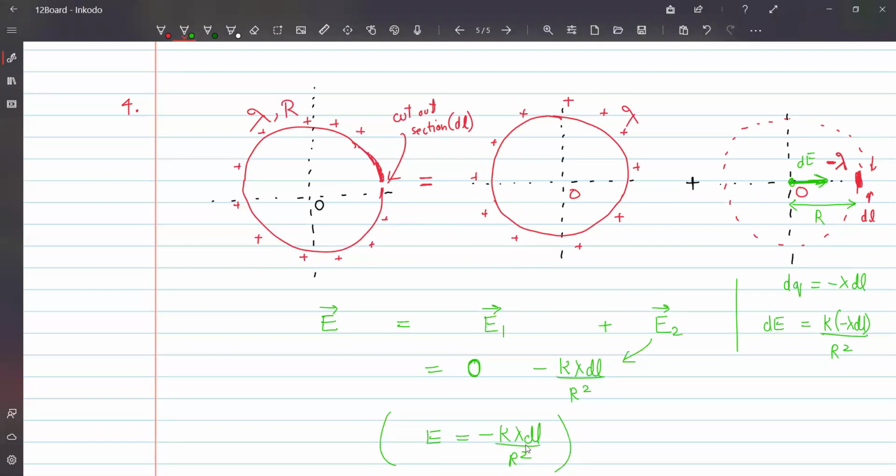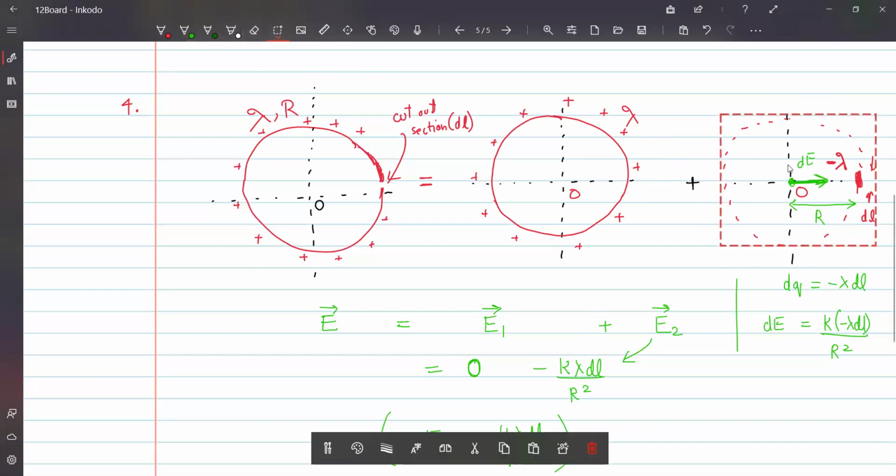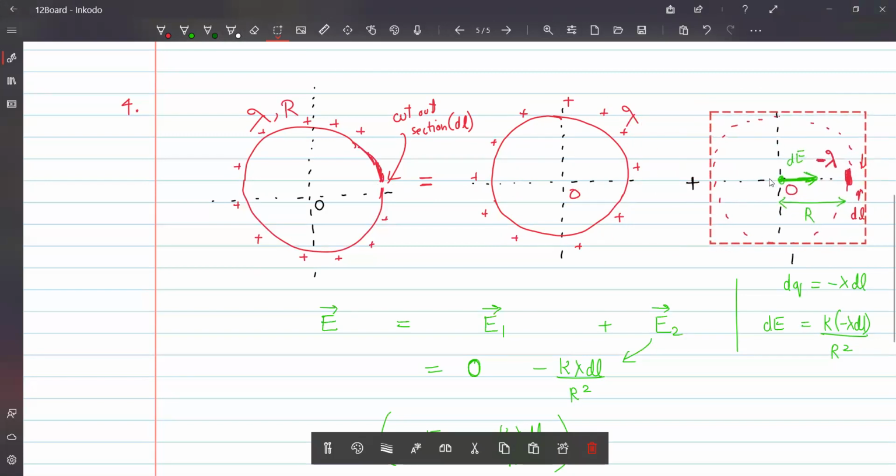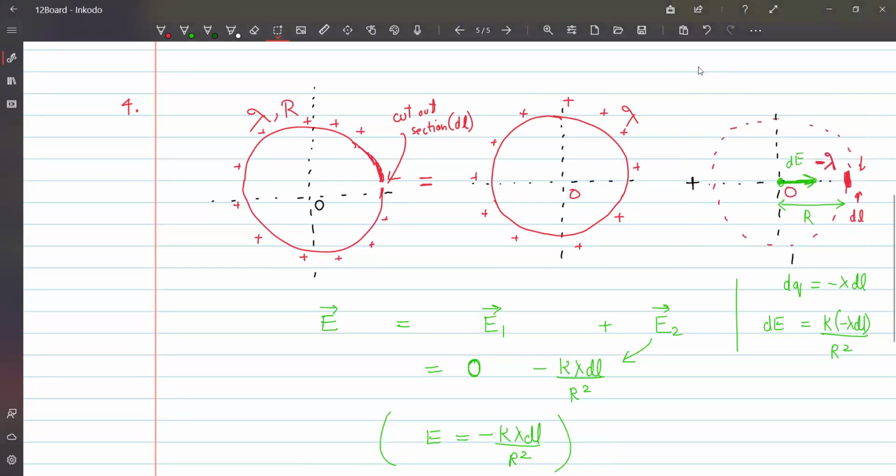This was principle of superposition. We are imposing this on this. Here there was plus lambda, here there was minus lambda. And if I could overlap this, try to be imaginative, the lambda and minus lambda will overlap each other and give a neutral region. Neutral region is equivalent to the cutout section. These are smart ways to approach problems.